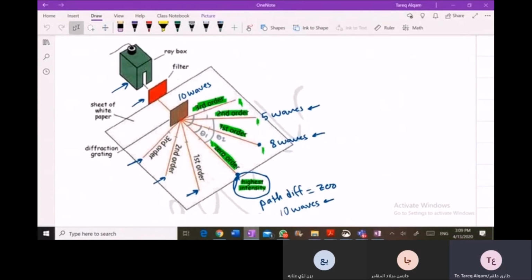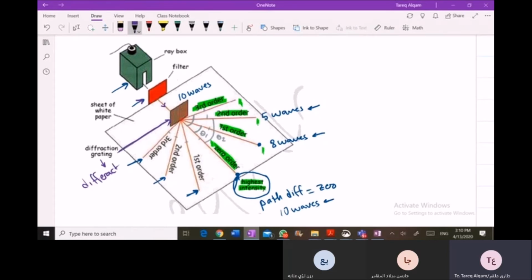Now here, guys, we have a light ray box, filter. Okay, this is called a diffraction grating. Diffraction grating means, guys, a material that has several slits. When the light reaches the diffraction grating, it will diffract. Diffract means spreading out in all directions.